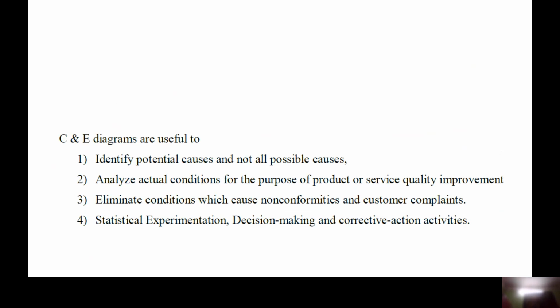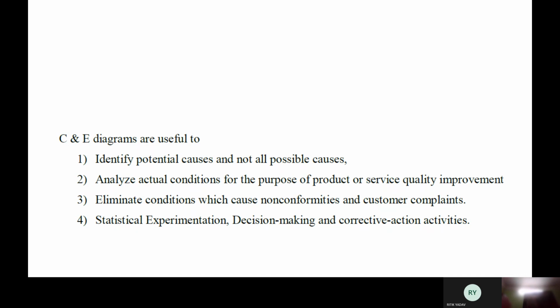So what are the various uses of cause and effect diagram? They are used to identify the potential causes, not all the possible causes. That is the first one. The second use is to analyze the actual conditions for the purpose of product or service quality. So service also, because we are going to see tea, bad tea, how we are going to improve the quality. They eliminate the conditions which cause non-conformity and customer complaints. So for service, customer complaint should be there, whereas in case of this one, we should have non-conformity.